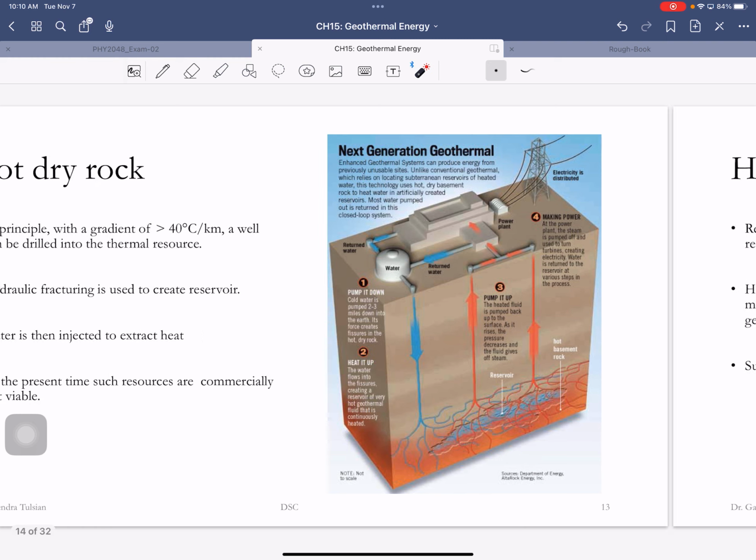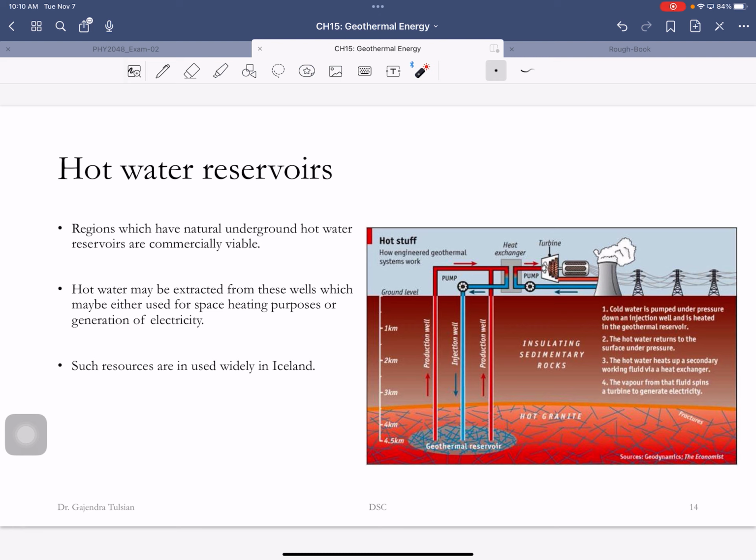But right now these are not commercially viable. You might have a hot water reservoir, and then you just pump up the hot water and replenish it with cold water. You pump up the hot water and steam, and extract the heat. The steam generated turns a turbine, which goes into the generator, and you produce electricity. Hot water may be extracted from these wells and used either for space heating or for generating electricity. If the steam is hot enough, you produce electricity, and if it's not too hot, you can use it for space heating.